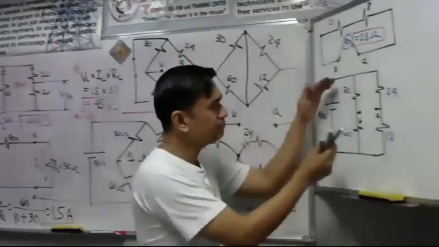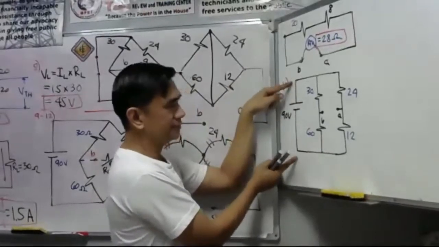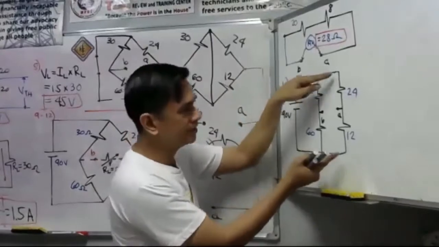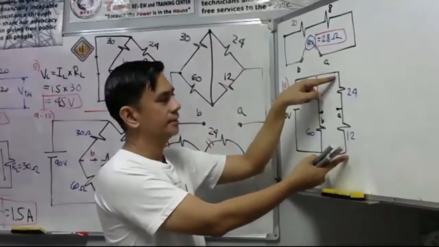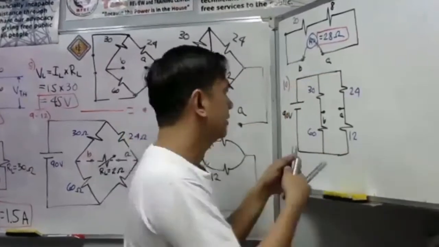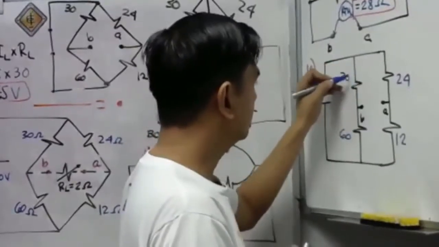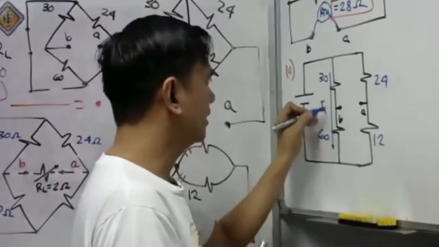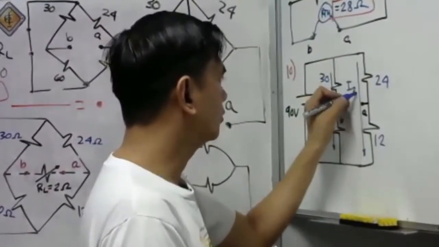This is a simple parallel circuit. This is 90 volts. The voltage here is also 90 volts. And the voltage here is also 90 volts. Okay. I will make this as I1. The current, there will be current flowing here, and that will be current I1. And there is also current flowing here. That is current I sub 2.